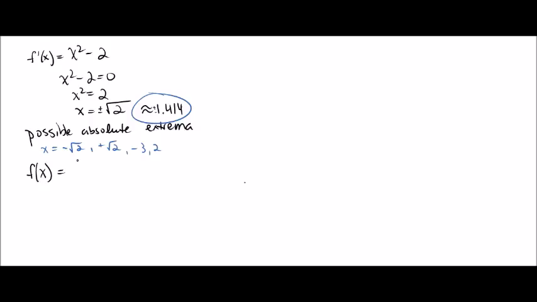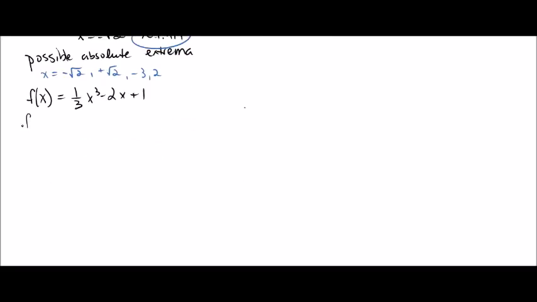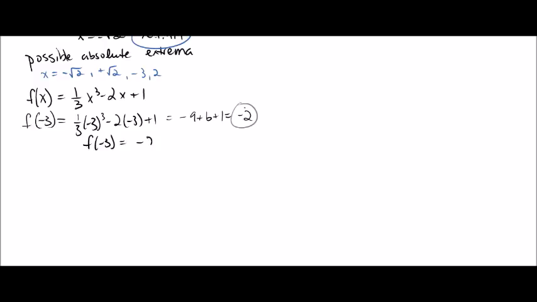So remember that our f of x here is 1/3 x cubed minus 2x plus 1. I'm just going to sub each of these values in. I'm going to start with the endpoint, -3, the left endpoint. So that's going to be 1/3 times -3 cubed, minus 2 times -3, plus 1. -3 cubed is -27, so this is going to be -9 plus 6 plus 1. It looks like -2. So f of -3 is -2. I'm just going to highlight that because that's one of our possible extrema.